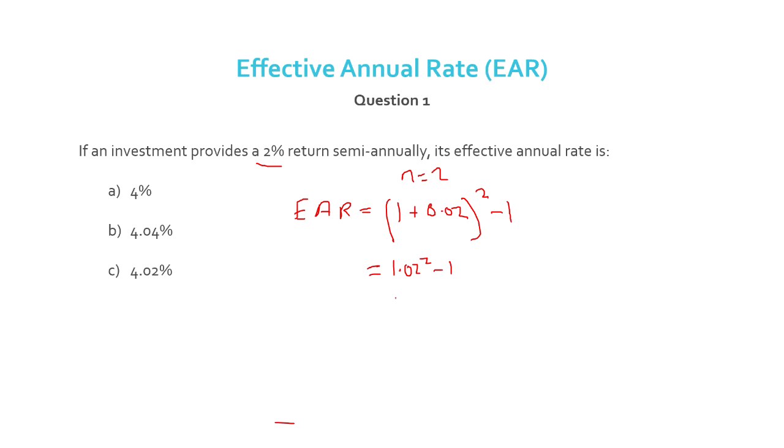Which is going to give us a rate of 4.04%. So our answer would be B.